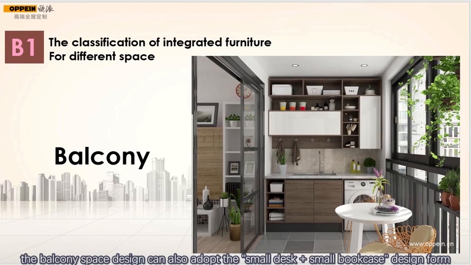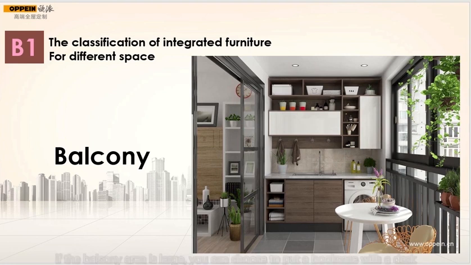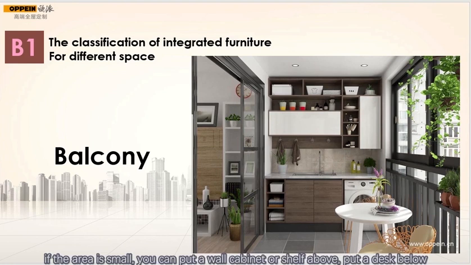In addition, the balcony space design can also adopt the small desk and the small bookcase design form. If the balcony area is large, you can choose to put a bookcase with a desk. If the area is small, you can put a wall cabinet or shelf above, and put a desk below.